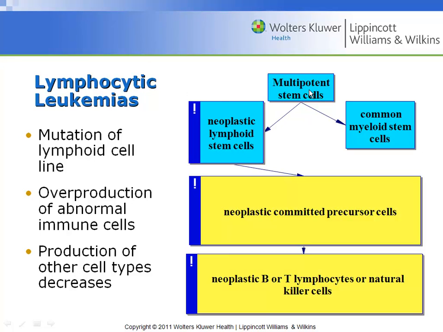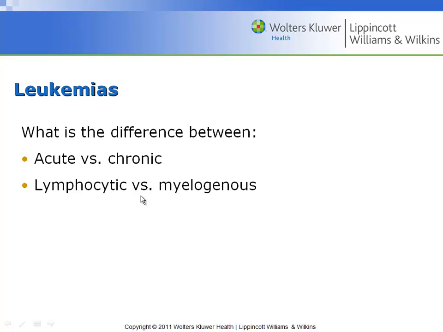Lymphocytic leukemia, we're going down this pathway. The lymphoid stem cells, mutation of lymphoid cell line, overproduction of abnormal immune cells, and in this case, neoplastic B or T lymphocytes or NK natural killer cells. And then again, production of other cell types decreases. See, down this pathway, we're not sending as much stuff down here. And we have abnormal cells here, so the cells we're producing are abnormal or faulty.